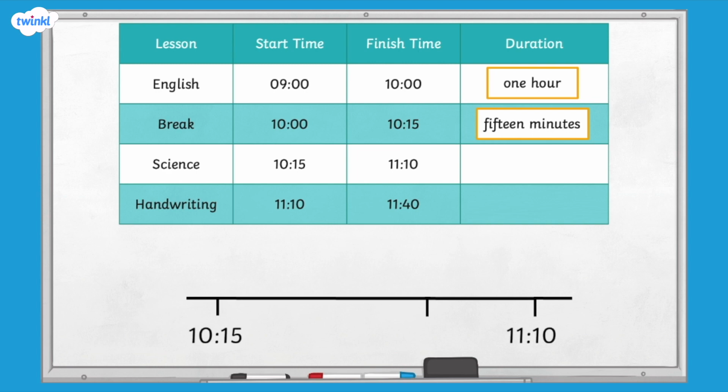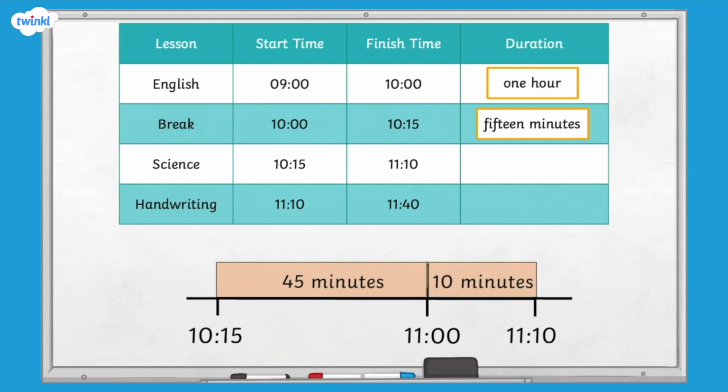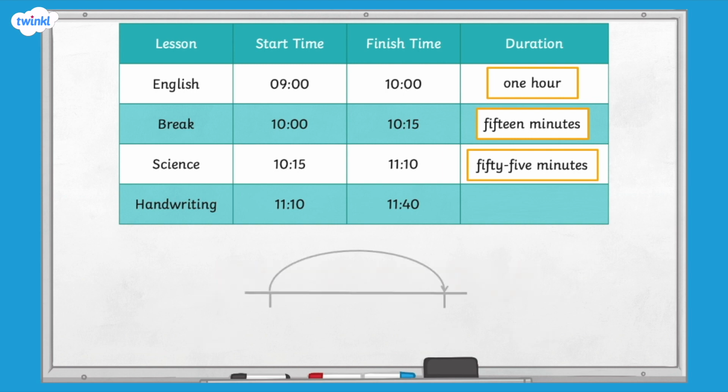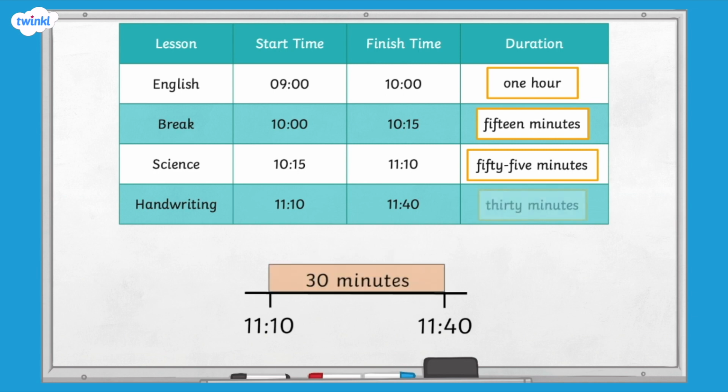The science lesson starts at 10:15 and finishes at 11:10. We can start at the earlier time and count on until we get to the next hour, which is 11 o'clock. This takes 45 minutes. We can then count on another 10 minutes to get to 11:10. 45 minutes add 10 minutes equals 55 minutes. The science lesson has a duration of 55 minutes. Finally, the handwriting lesson starts at 11:10 and finishes at 11:40. This means handwriting has a duration of 30 minutes.